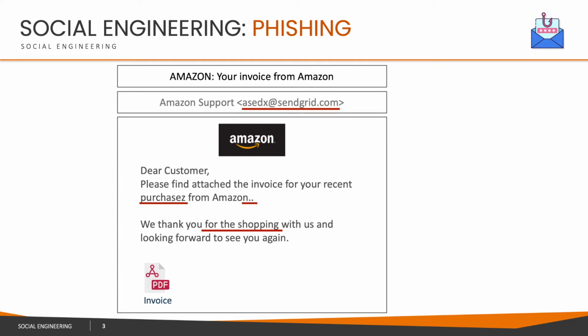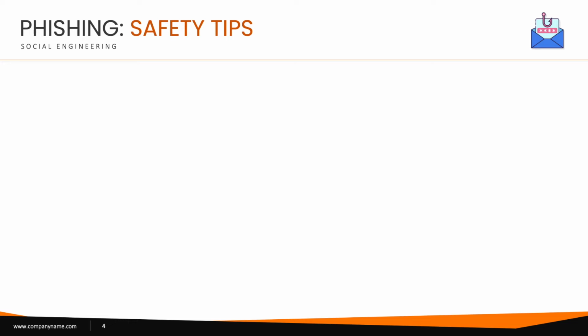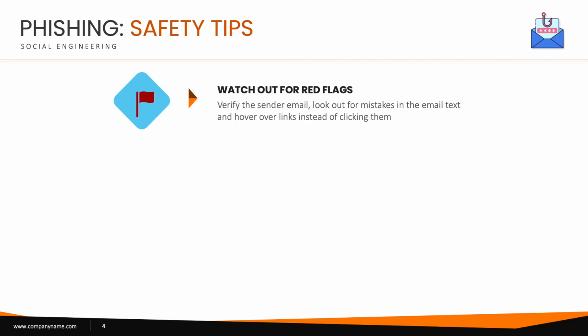Now, let's have a discussion on some of the safety tips and precautions that you can take so that you don't become a victim of phishing scams, right? The first thing is to always watch out for red flags in your emails. You should always verify the sender, expand the email header, and see if it's the actual sender which they claim to be. Look out for mistakes in the email text, and if there are links within the email asking you to click on them, before clicking them, just hover your mouse over them and you'll be able to see the actual link, what would be actioned, where you would actually be taken.